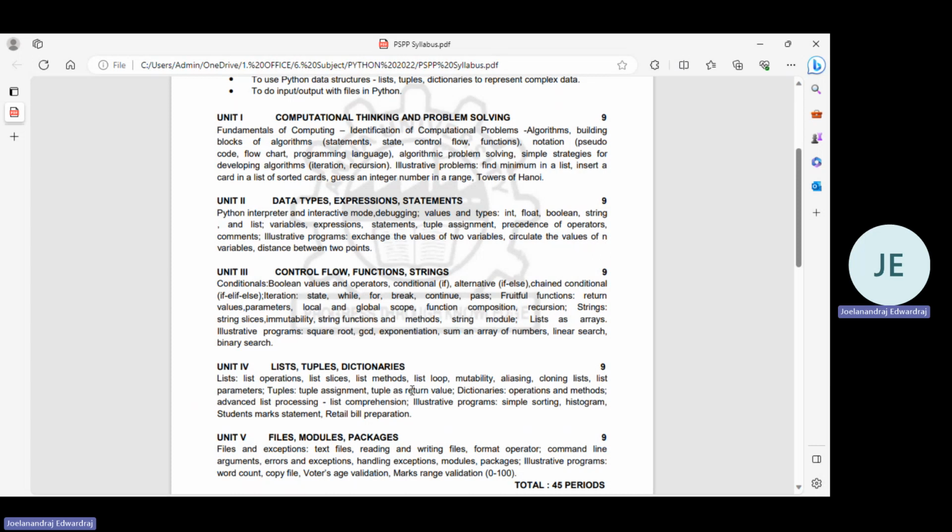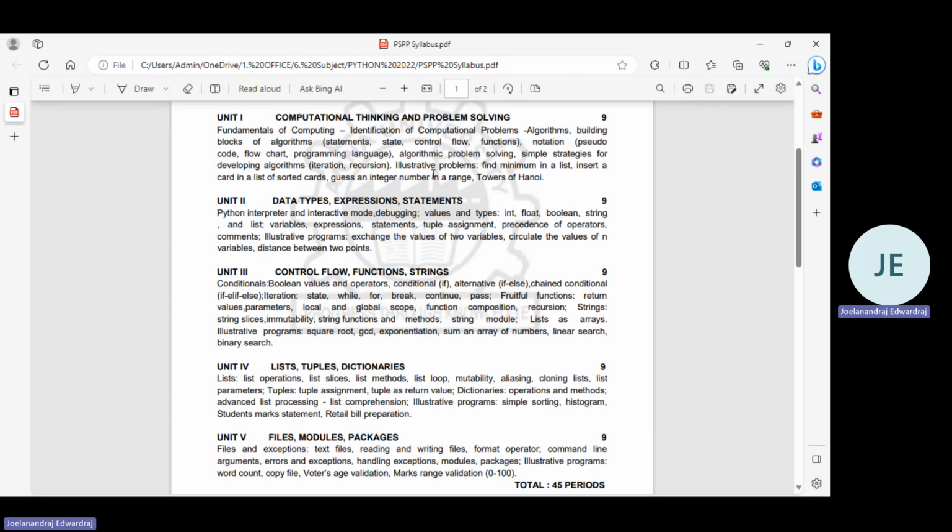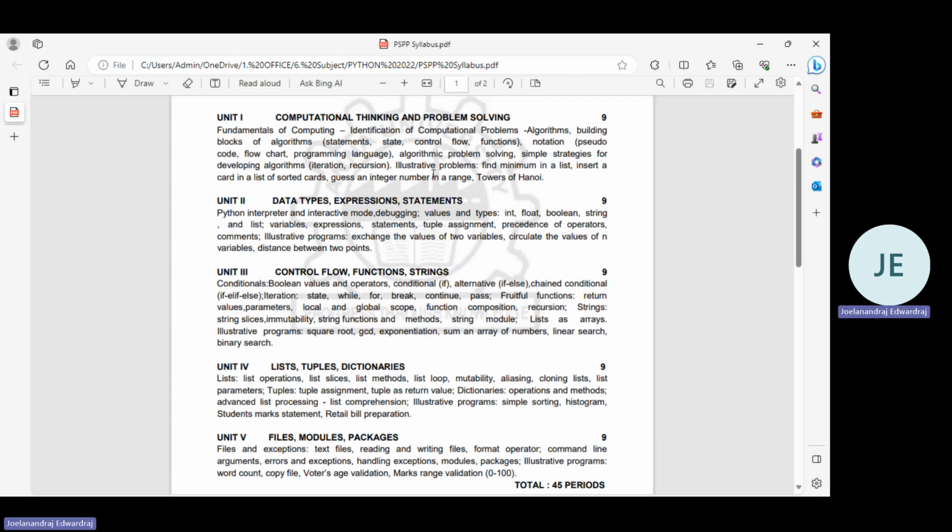So of the 5 units, 4 units will dedicatedly learn about the programming language, and 1 unit is about problem formulation, and what are the requirements that you should know in order to solve a particular problem, how you can represent a problem, and the way to solve the problem. All those things we'll learn in the first unit.